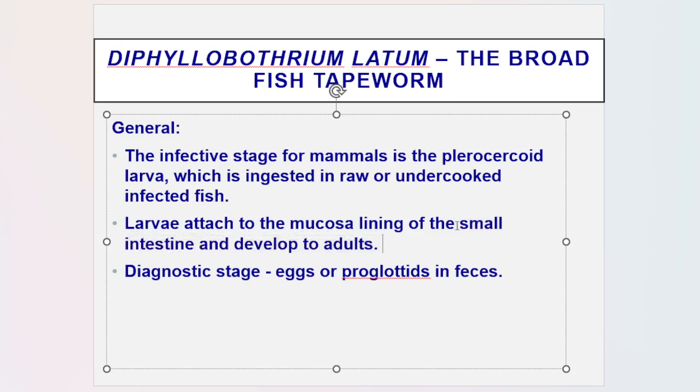So the usual habitat of the parasite is in the small intestine. Okay? So the diagnostic stage is eggs or proglottids found in the feces.